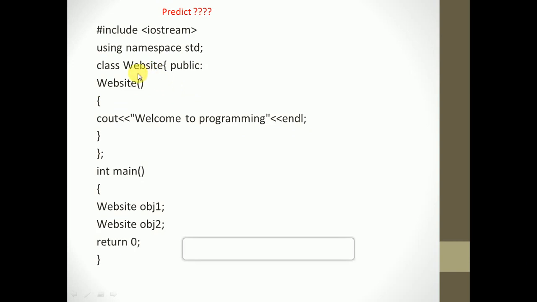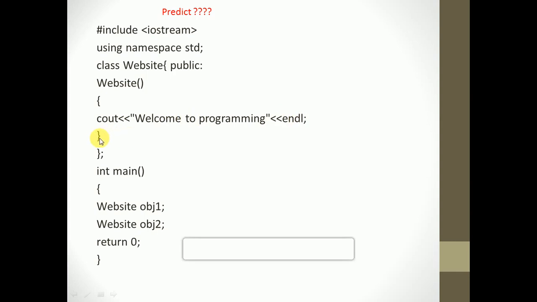What is your class name? Yes, class name is website. Okay, now automatically compiler comes to the int main. You have website obj1. So once the object is created, it searches for a constructor automatically. So now, do you have a constructor here? Yes, you have a constructor over here. So automatically once obj1 is created, it switches over here. Now what will be printed? Welcome to programming. Now endl, it comes to the next line, and you have a closing bracket.